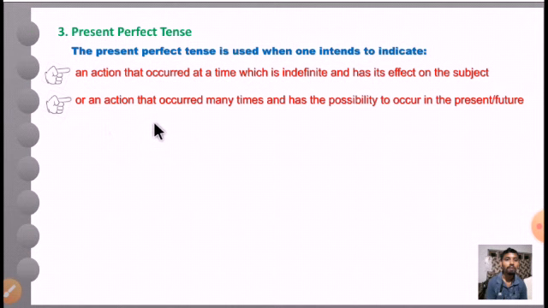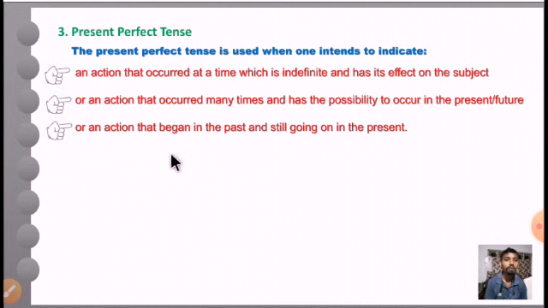Next is an action that occurs many times and has the possibility to occur in the present or future. And the next point is an action that began in the past and is still going on in the present. One example we can give for this is an action that occurs many times and has a possibility to occur in the future.